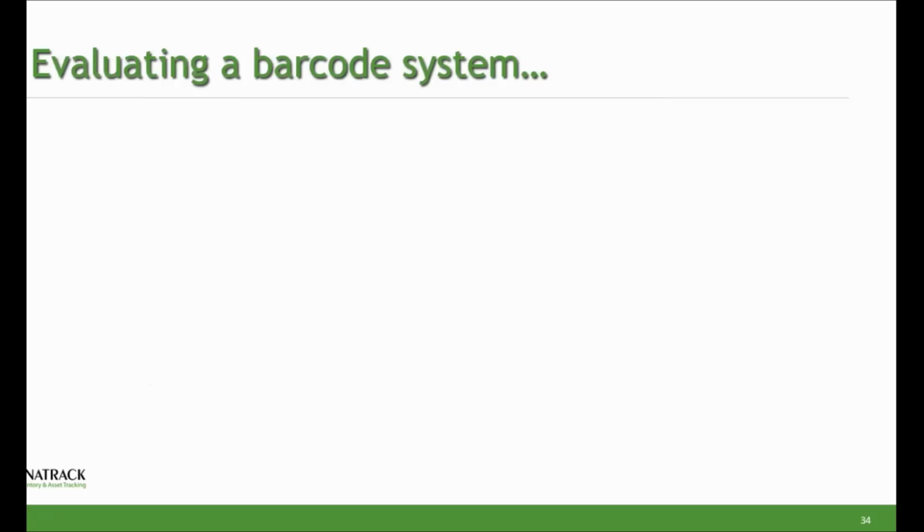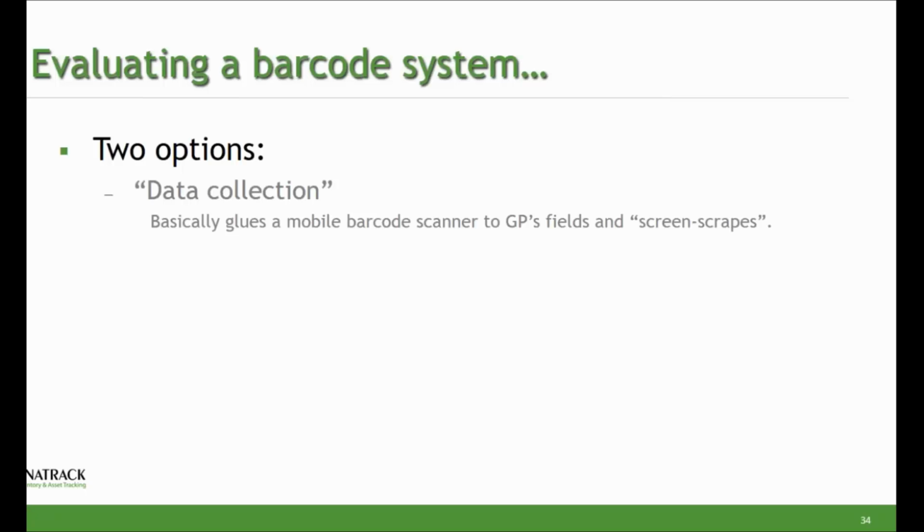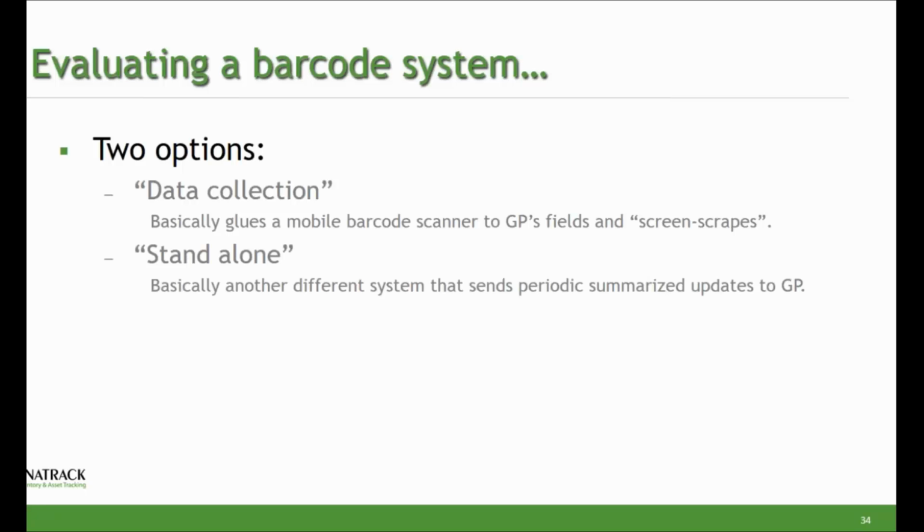So given all that, how should you evaluate a barcode system? Well, there's 2 options for barcoding systems. There's ones that are called data collection, which basically glues a mobile barcode scanner to GP's fields and does what's kind of called screen scraping. And there's a standalone system, which is basically yet another system that sends periodic summarized updates to GP.